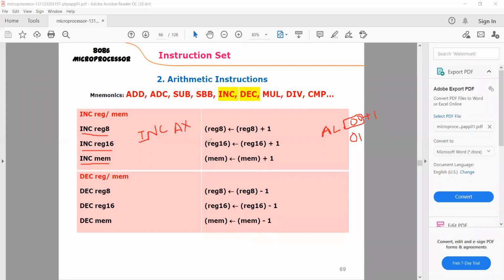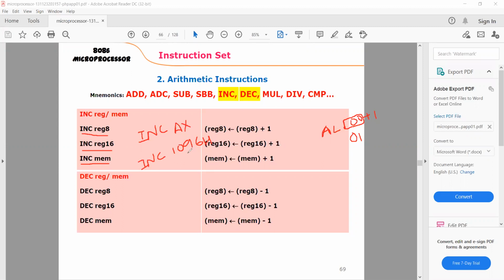Now what happens? The contents of the 16-bit AX register will be incremented by 1. Similarly, increment memory means we have to specify a memory location here. How do we specify a memory location? Let us say 1096H. This is the memory location, like let us say 1096H.